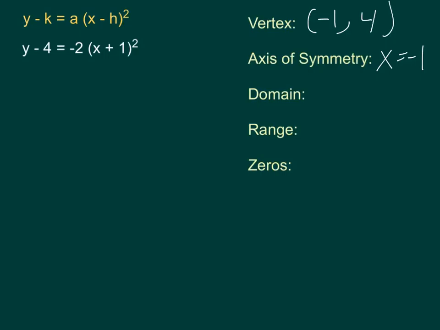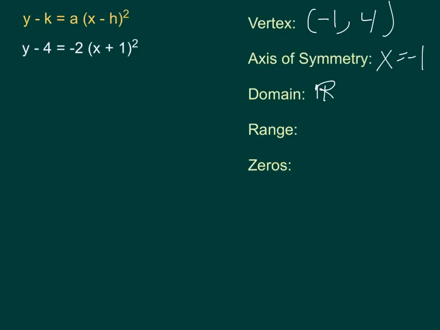Now, domain for all of these is going to be the same. The domain is just going to be all real numbers. So don't get that wrong, because I will never forgive you. The domain is just always going to be all real numbers. You can plug in anything for x and make it work.